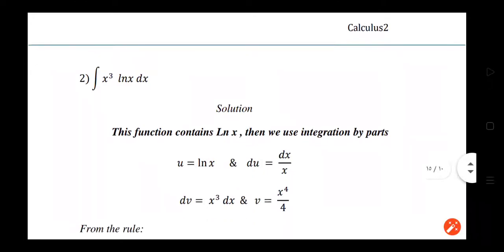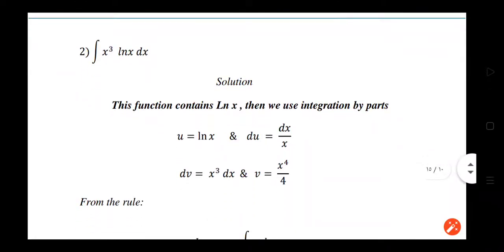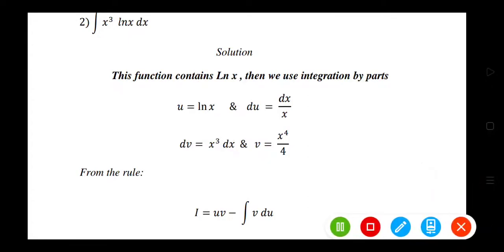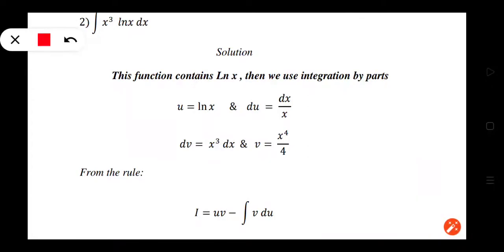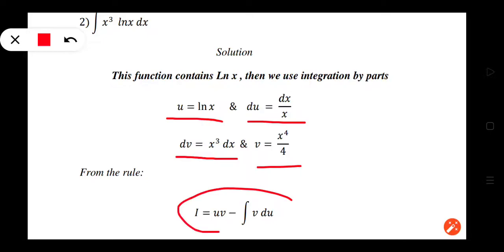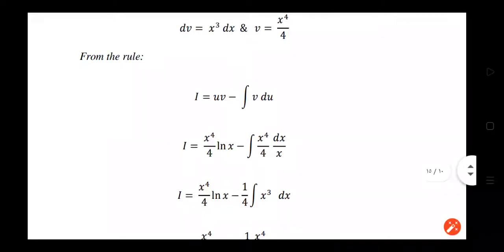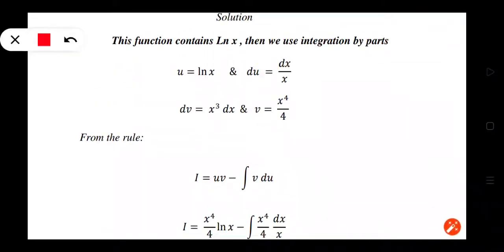The second example: integration of x cube ln x. This function contains ln x, then we use integration by parts. So ln x is in u, then du equals dx over x, dv equals x cube dx, then v equals x power 4 over 4, and using the rule of integration by parts, uv equals x power 4 over 4 times ln x minus integration v du.